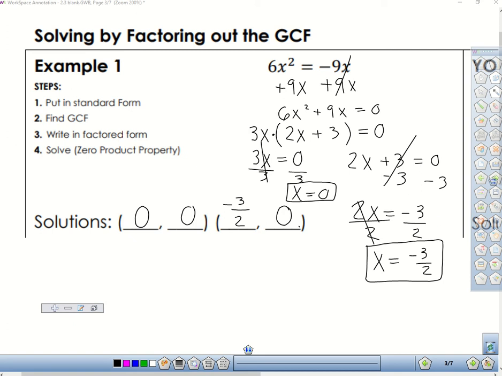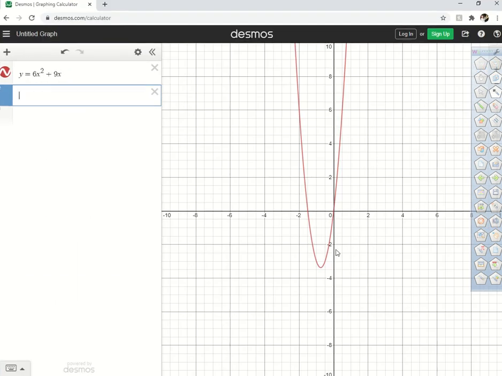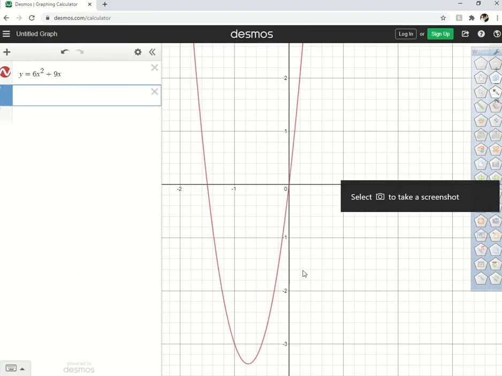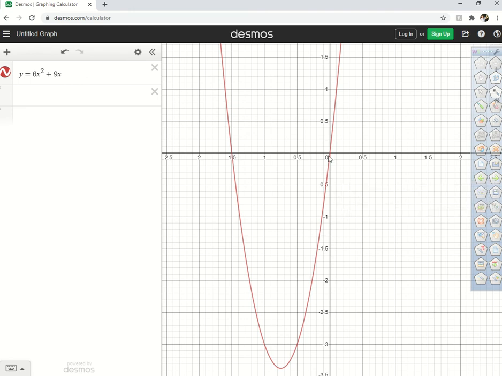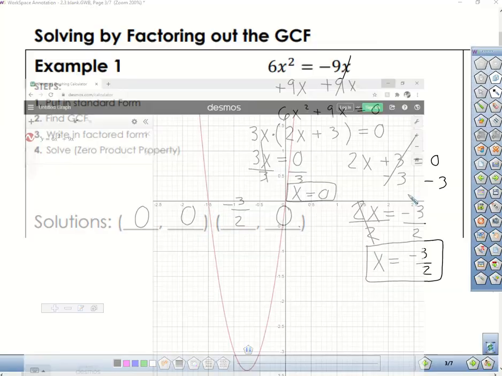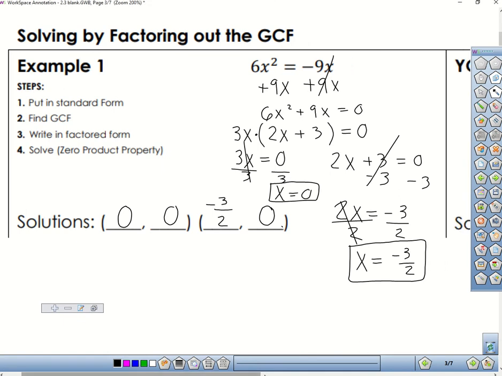So this represents a quadratic, okay? Y equals 6x squared plus 9x. If we look at this quadratic as a graph, if we zoom in here, we see that my two solutions, where I hit the x axis, are 0 and negative 1.5. So that's how it comes full circle to what we've been doing the last few days. All right, let's try another one.